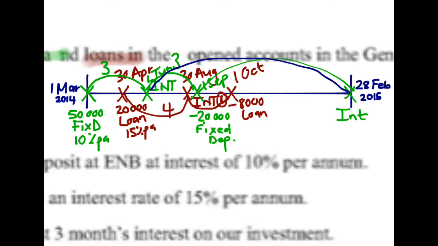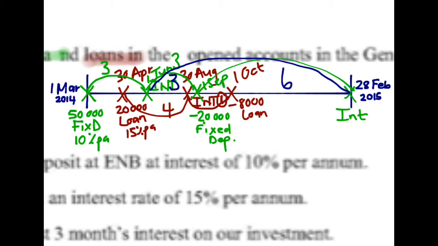But remember, some of this interest will be worked out or calculated on the higher amount and then afterwards on the lower amount. So the higher amount will be for 3 months, and then after that for the last 6 months we would receive interest on the lower amount, the 30,000 only. So just keep that in mind. We need to go and do that calculation now.